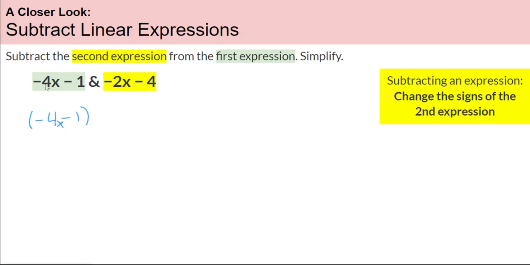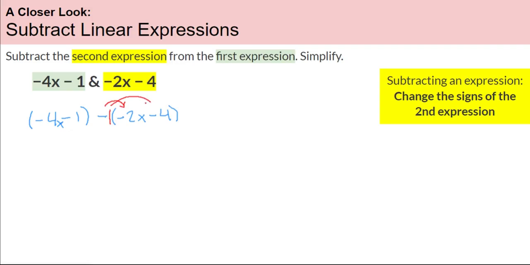So I'm going to do negative 4x minus 1 minus negative 2x minus 4. So you see I have a minus and then another one there. So we're subtracting this whole thing. So this subtraction symbol, if you remember in the skills review, when we were multiplying by -1, when we were distributing by -1, that's what we're really doing. We're distributing by a -1.